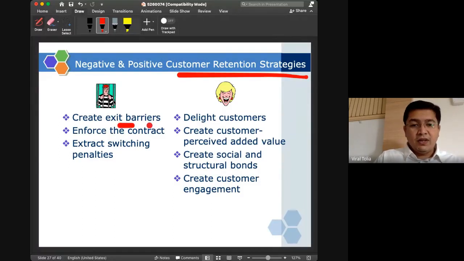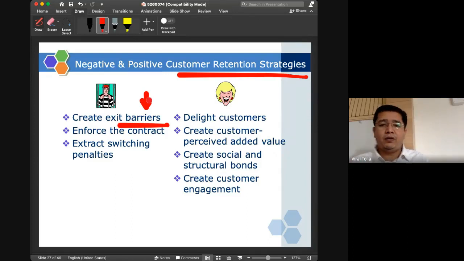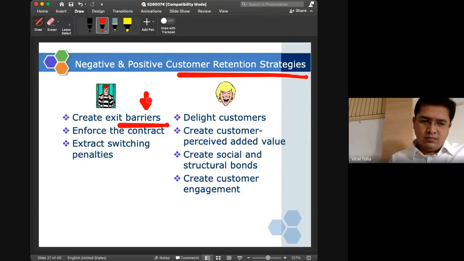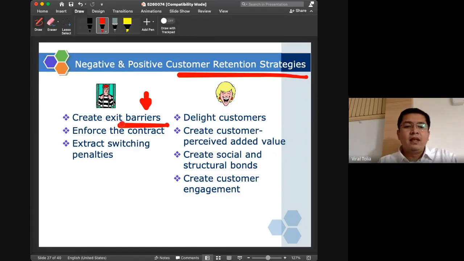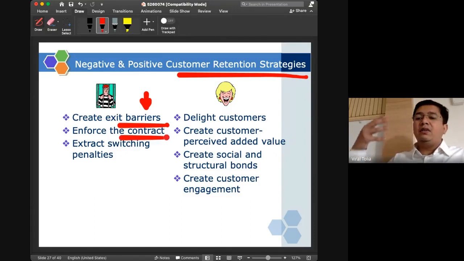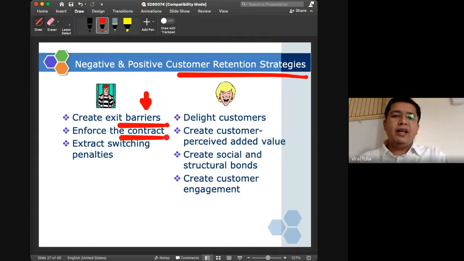When you are talking about creating entry barriers, these are all negative ones. You are not allowing the lower class. When I say class, I'm talking from the marketing perspective, to come to you. It might be practically possible because your product is very high-end. So what you do is charge a very high price to create a barrier. Enforce the contract: you don't allow the suppliers to do business with somebody else.